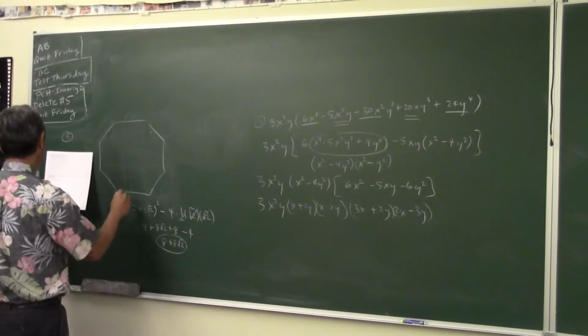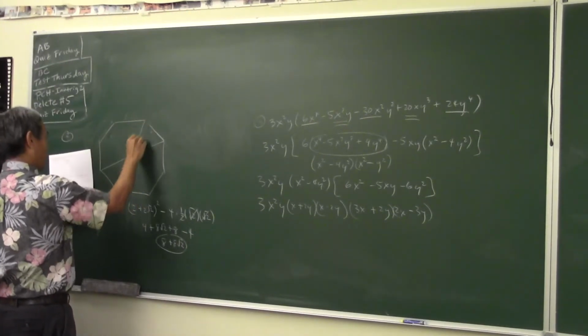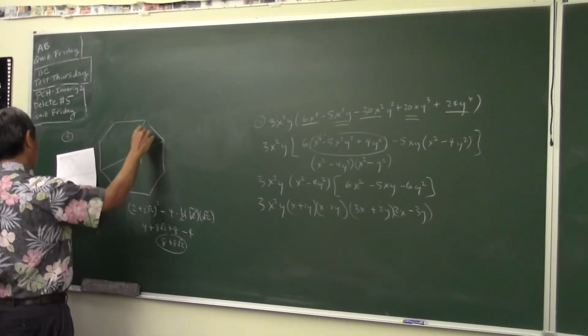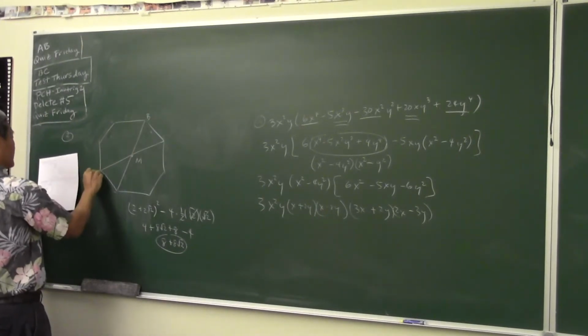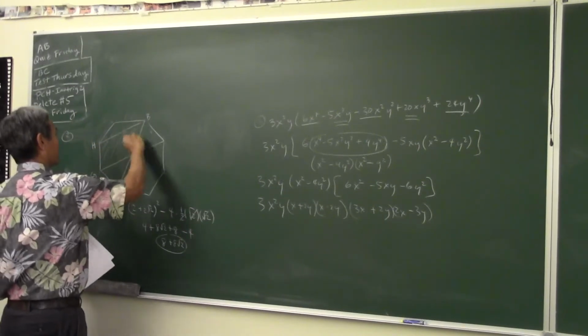Now, what are we trying to do? We've got CG, this is CG, and BF, and they intersect at M. Find the area of quadrilateral BMGH. So find the area of this region here.